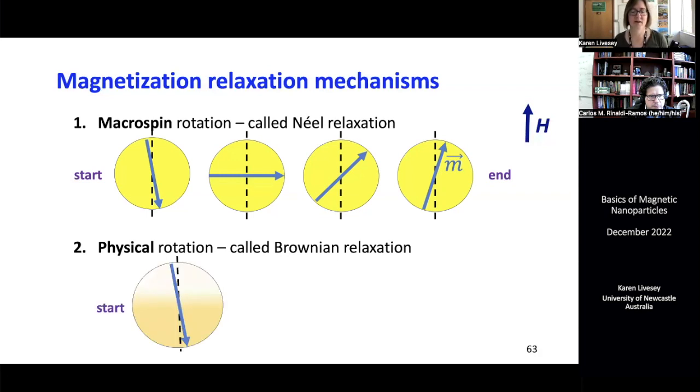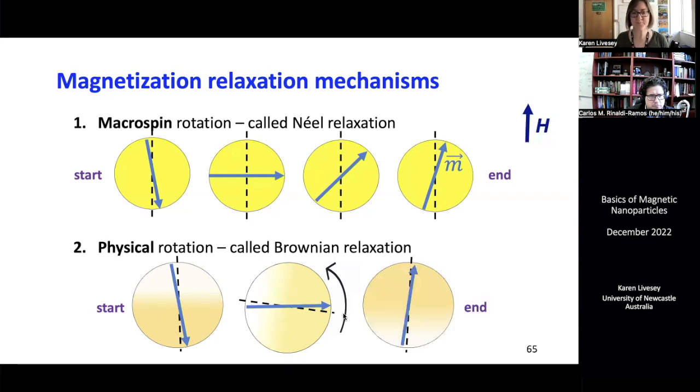So here we have another cartoon of a magnetic nanoparticle, and this time I've shaded it so we can see quite easily the particle moving in time. Here are some snapshots in time again, and you see the whole particle is moving, which we can see by that shading rotating and also by the easy axis moving as well. Eventually the particle ends up again with its moment pointing upwards, but this time via a different mechanism.